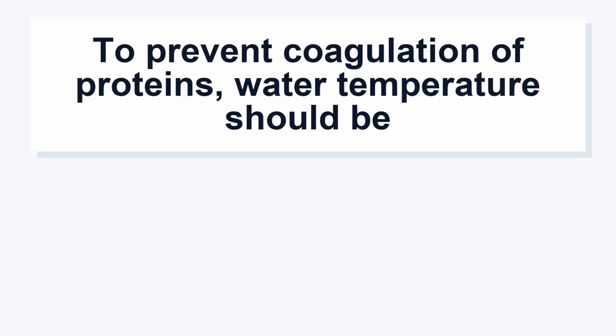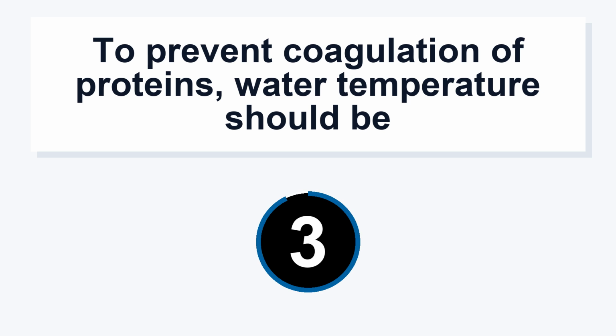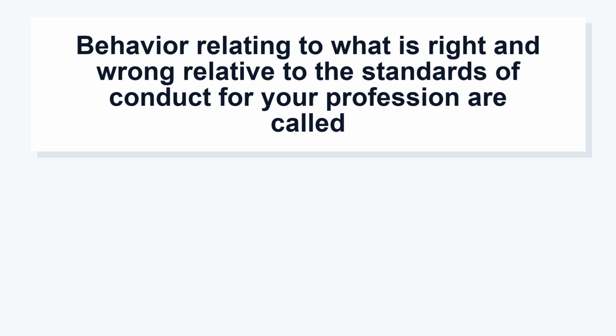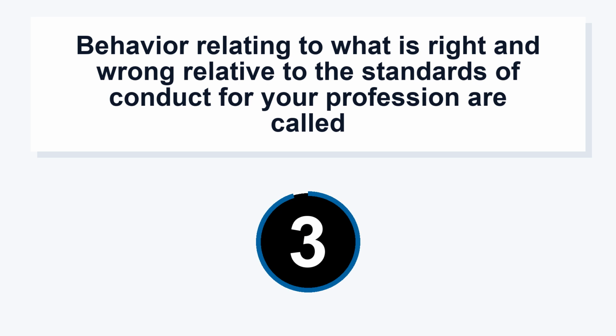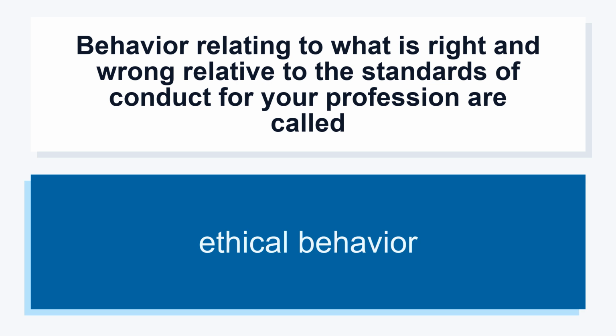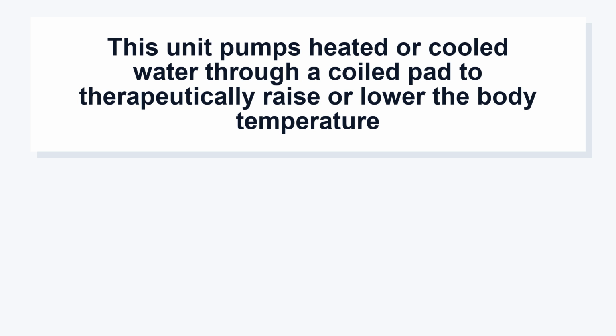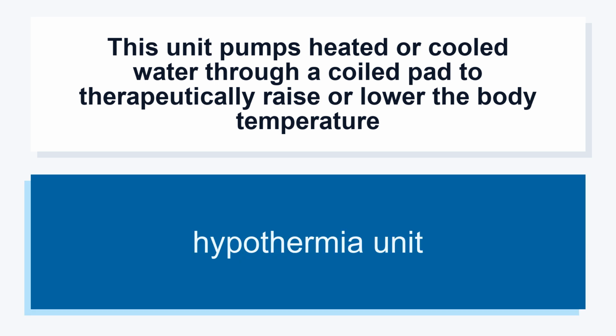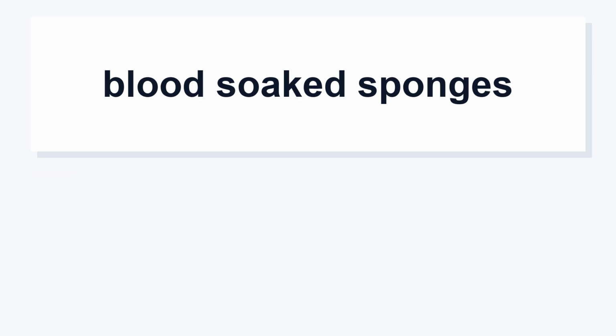To prevent coagulation of proteins, water temperature should be below 43 C, 110 F. Behavior relating to what is right and wrong relative to the standards of conduct for your profession is called ethical behavior. This unit pumps heated or cooled water through a coiled pad to therapeutically raise or lower the body temperature. Hypothermia unit. Blood-soaked sponges.